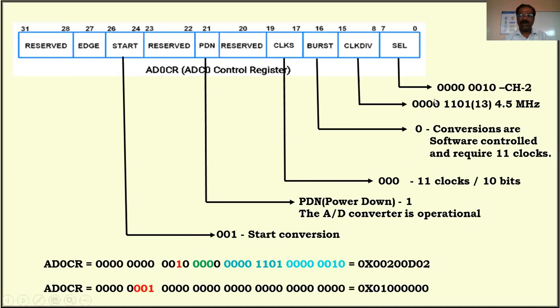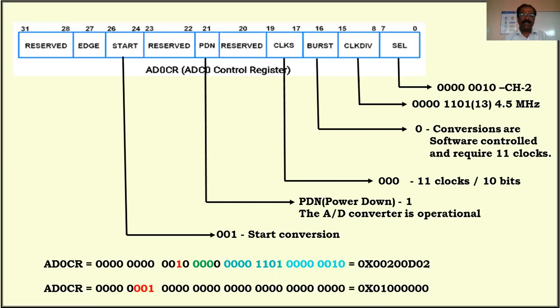Now you can fill all this data in this register. This is the meaning of this. This is the binary equivalent of this. We have to write this information to your control register. What is the hexadecimal equivalent of this? So 0, 0, 0, 0, 0, 2, 0, 0, D, 0, 2. That is the hexadecimal equivalent of this. Once we write this, it's going to configure for this particular operation. This is a very, very important step.